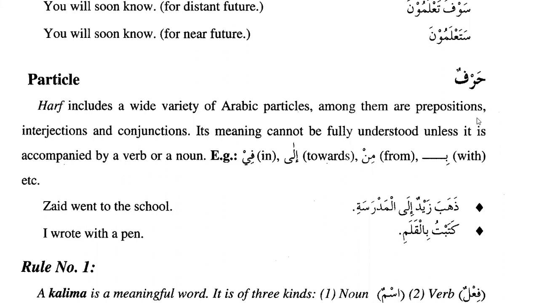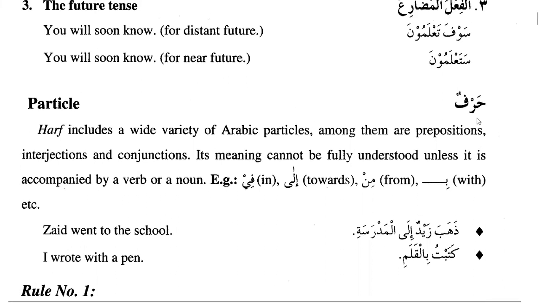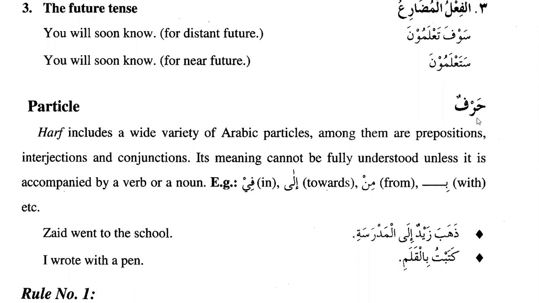interjection, and conjunction. This meaning cannot be fully understood unless it is accompanied by a verb or a noun, e.g., fi, in; ila, towards; min, from. For example, Zaid went to the school: Zahaba Zaid ila al-madrasa. I wrote with a pen: Katabtu bil qalam. So what is harf?